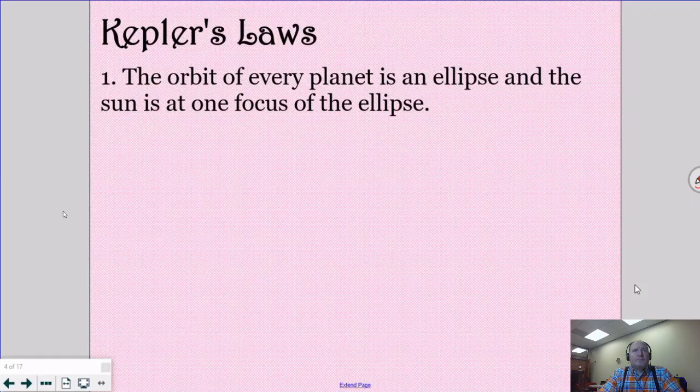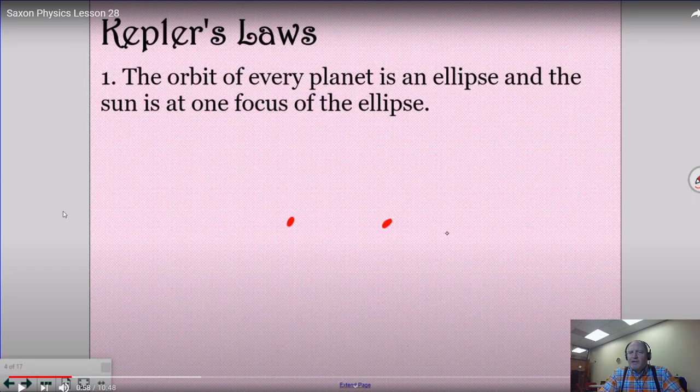All right, so Kepler's law, just a little bit of recap over what you just read. The orbit of every planet is actually an ellipse, and the sun is at one focus of the ellipse. If you've talked about an ellipse in your math classes before, your ellipses have two foci. But that's a really interesting question. Have you seen this in your math classes before?